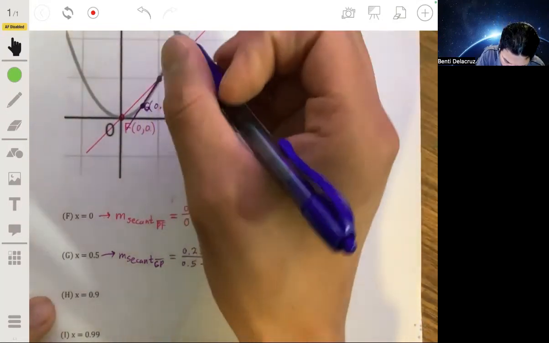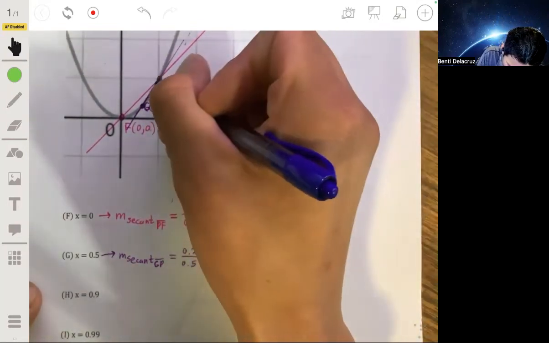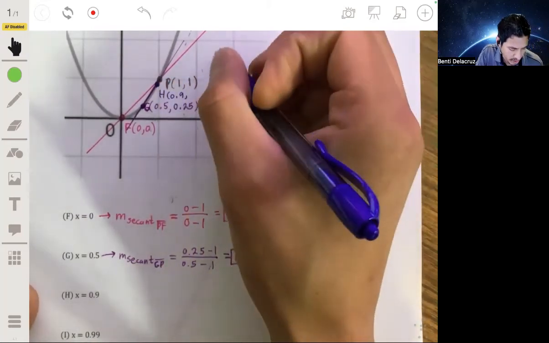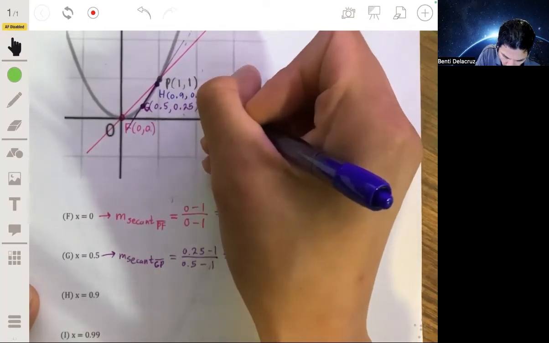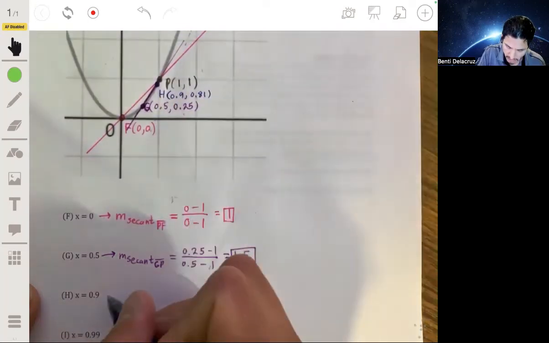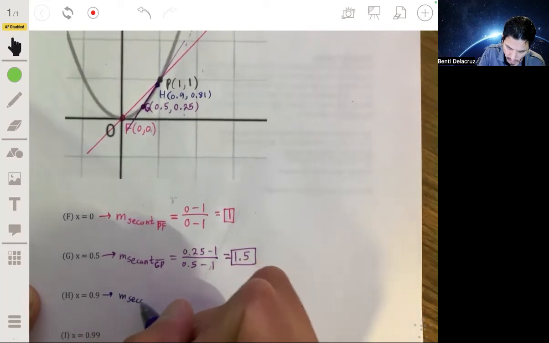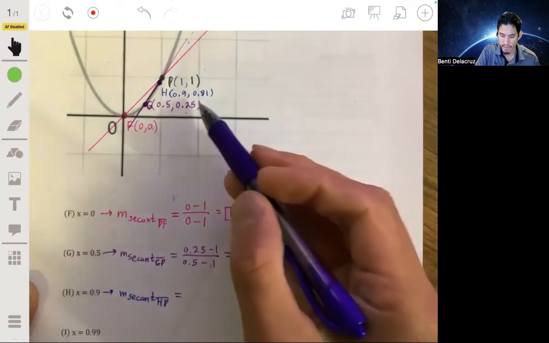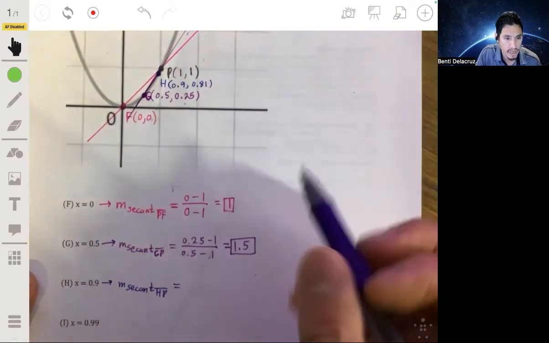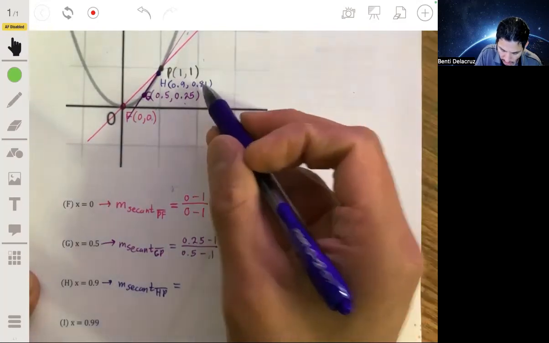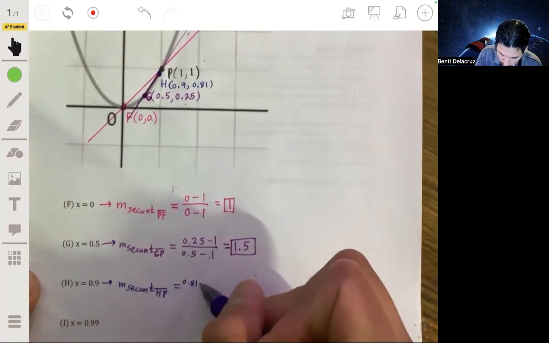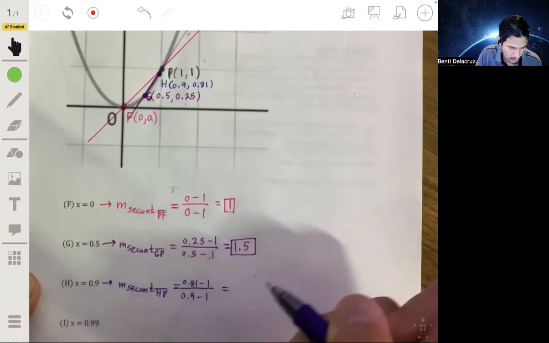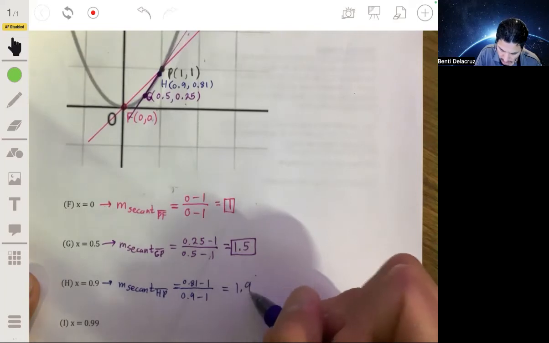H, we're at 0.9, so we're getting a lot closer. So H would be at 0.9, and then for y, we have 0.9 squared, so 0.81. And then the slope of this line, HP, we would get 0.81 minus 1 over 0.9 minus 1. And we would get 1.9.